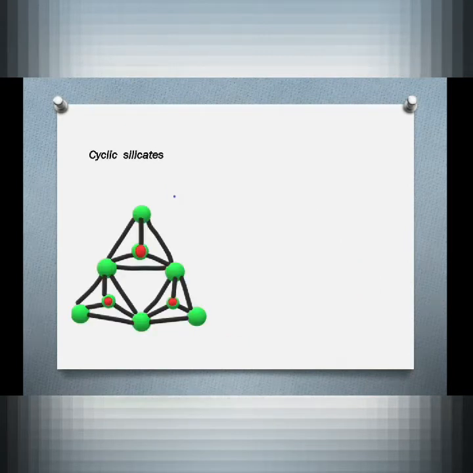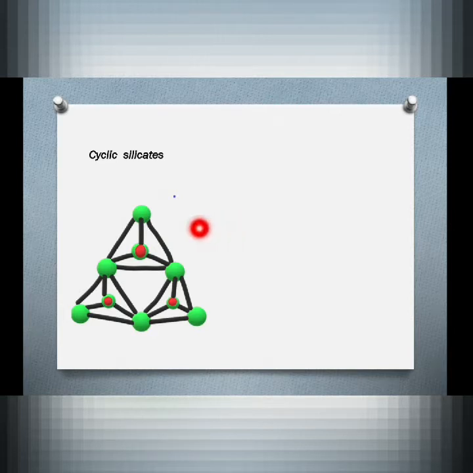Now next is, here one oxygen atom is shared in case of pyrosilicate. Next, two oxygen atoms will be shared. That is for cyclic silicate. There can be two types of cyclic silicate. One is when 3 tetrahedral units are joined, and another is when 6 tetrahedral units are joined.